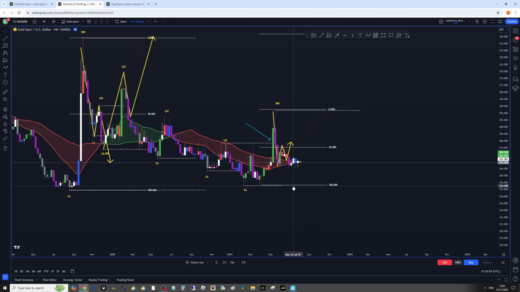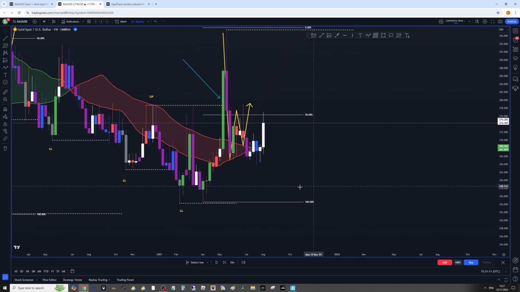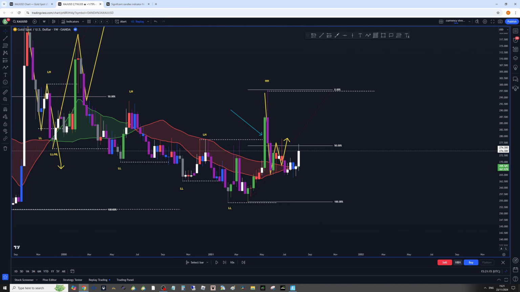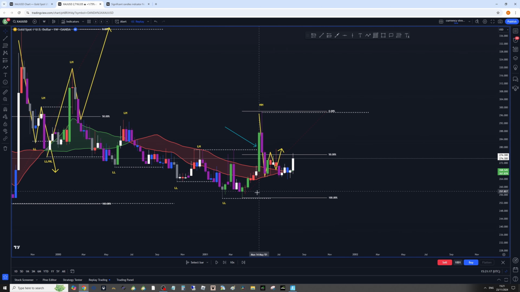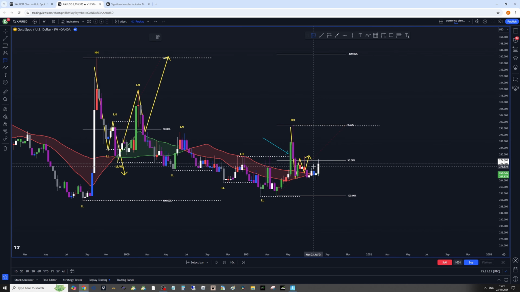So if price closes below here, this is confirmation of the bearish trend continuing. If price closes above the higher high, this is confirmation of the bullish trend continuing. So now, look, we have got a green moving average. The structure is bullish, and we're still within a bullish structure right here. Okay, so stop loss there.